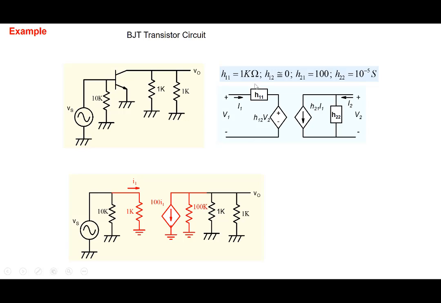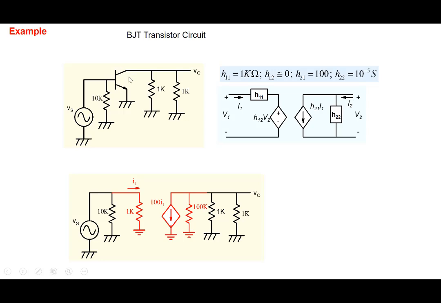Okay, and so what you do is you take the transistor out, replace it by this representation here. So H11 is 1 kilo ohm, so you represent it here. H21 is a dependent current source here. So H21 we have already determined 100, so 100 times I1, and H22 is 10 to the minus 5 admittance here. So admittance is nothing but inverse of impedance, so it's 100k here.